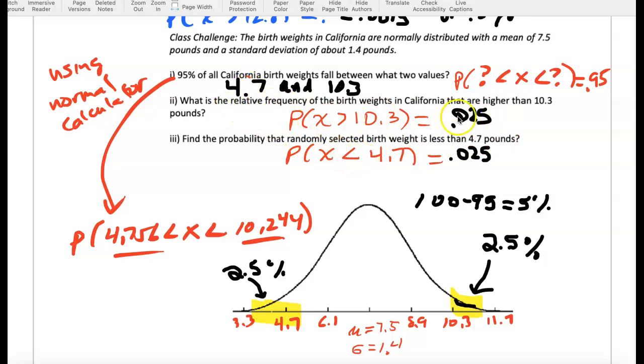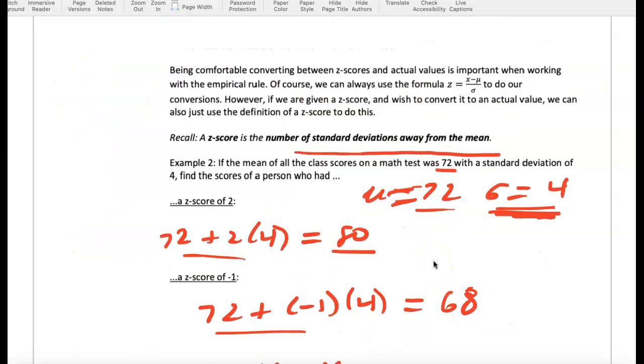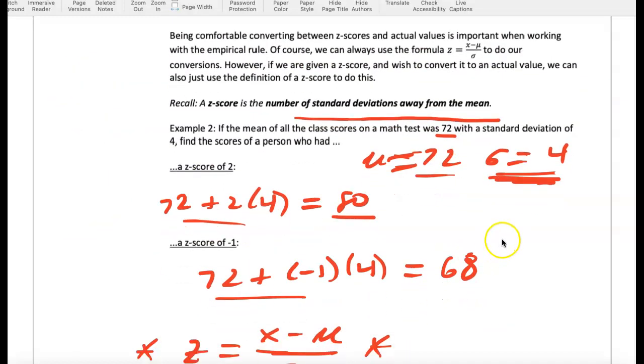What is the relative frequency of more than 10.3? So we're looking at these little tails, less than 4.7. We're looking beyond the 2 standard deviations over here. And remember, 5% cut in half is 2.5% in each, because from here to here is 95%.